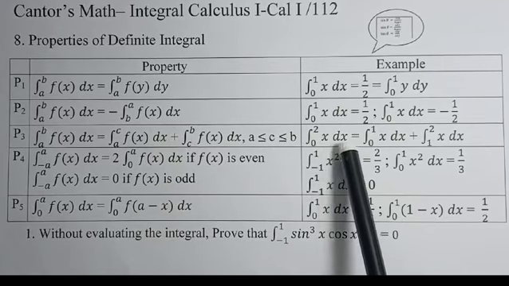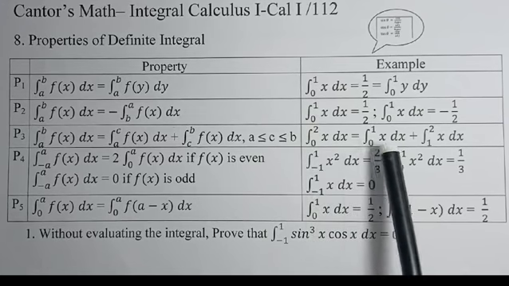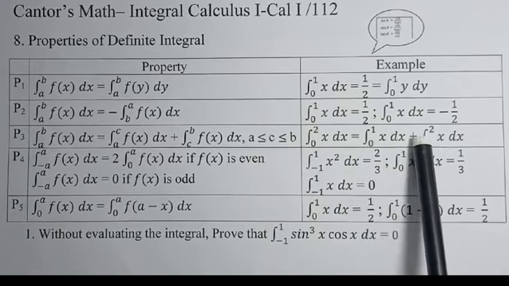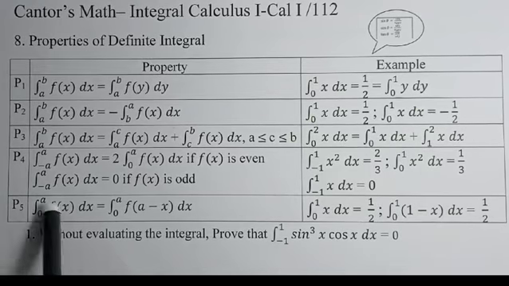This is the example. Integral 0 to 2 x dx is equal to integral 0 to 1 x dx plus integral 1 to 2 x dx, because 1 lies between 0 and 2.